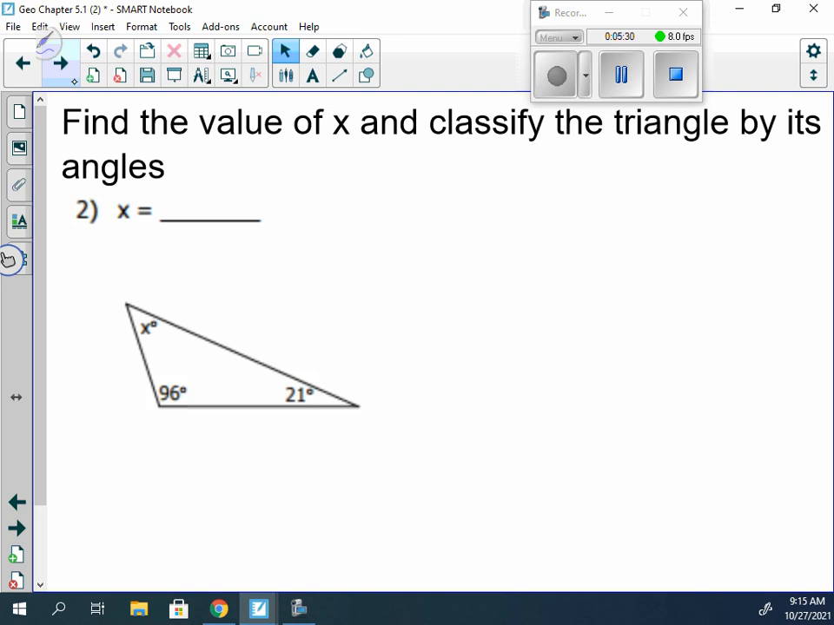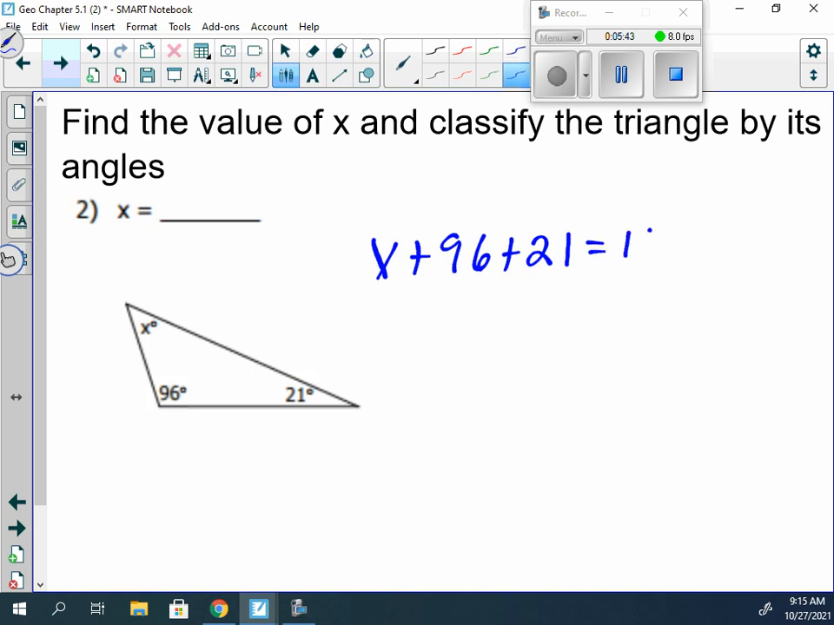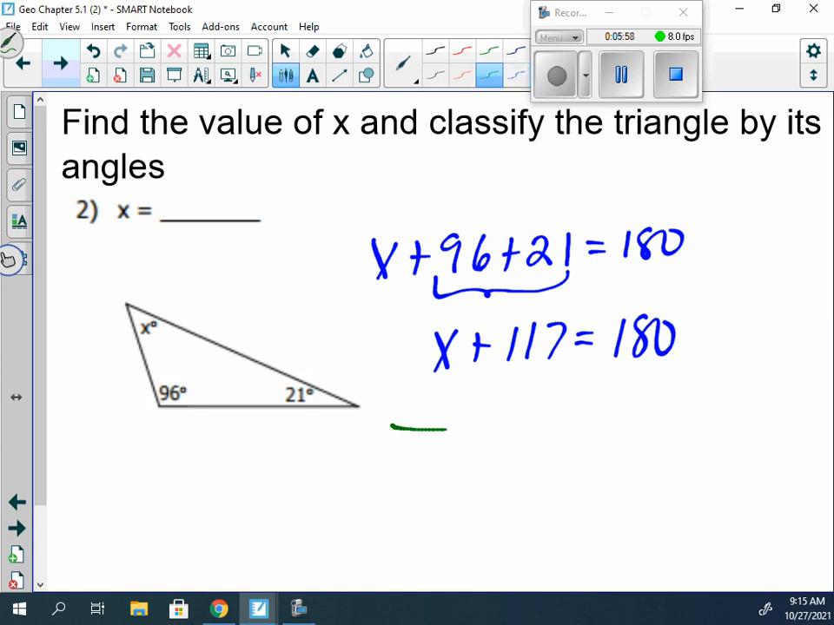We'll look at this one here and then we'll move on to the next types. Well, we have a triangle and 3 angles inside the triangle. And we know that these 3 angles add up to be 180. We can combine our like terms, and then we would subtract 117 from 180.